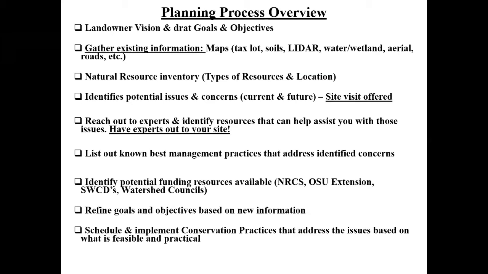So, planning process overview. Again, this is kind of a checklist, and I believe you have this PowerPoint. You want to think about a landowner vision and draft some goals and objectives. You want to gather existing information: maps, tax lots, soils, LiDAR, and again, Sarah, Jenny, and I are available. You should have these maps, but if you need additional maps, you can reach out to us. There's natural resource inventory, types of resources and locations, such as wetland maps that you can get online, in terms of how those are related to where you are in the landscape. And then identifying potential issues, current and future.